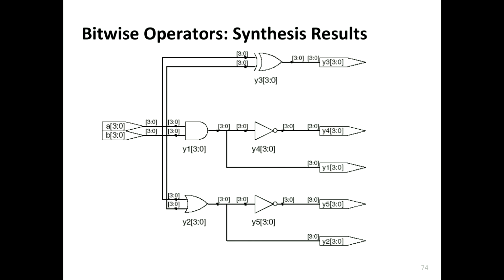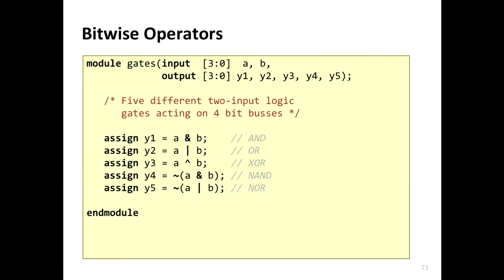And if you notice, there are also buses here. So now the inputs and the outputs are all 4 bits. You see both A and B are 4-bit input signals, and the output signals Y1, Y2, Y3, Y4, Y5 are also 4-bit signals.